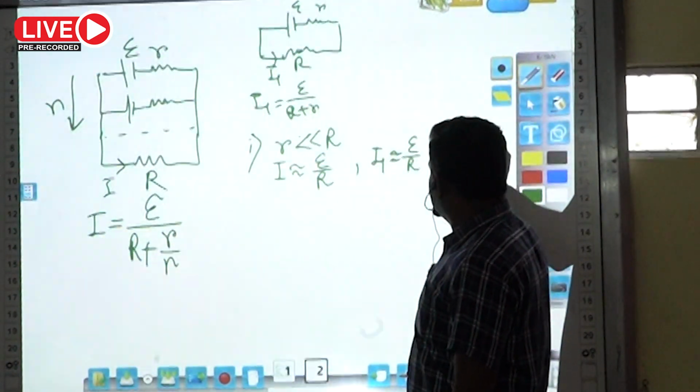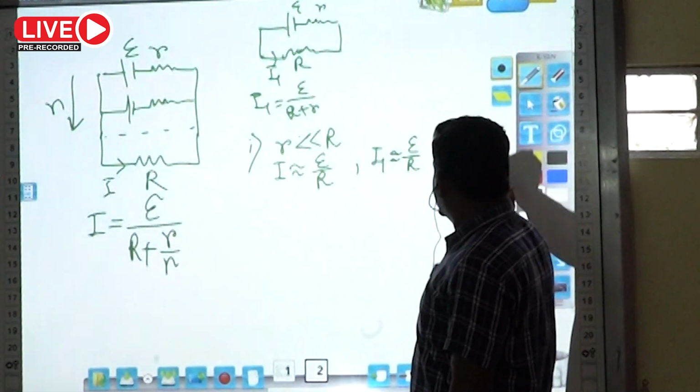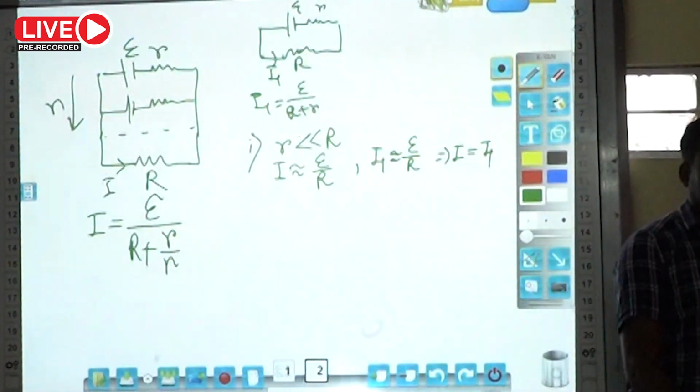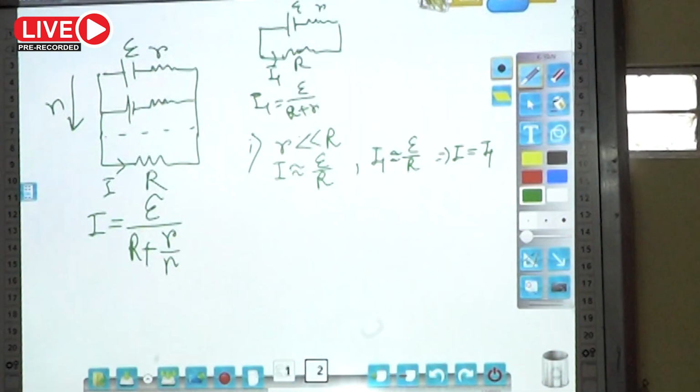So what we will get? I is equal to I1. So when internal resistance is very small compared to the external resistance, there is no advantage in connecting the cells in parallel combination. Previously, if you connect in series, then current will increase by n times. But in parallel, current will not at all increase. It will remain the same. So what is an advantage in series combination is not an advantage in parallel combination, just opposite.